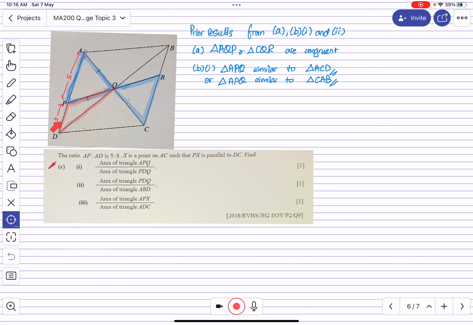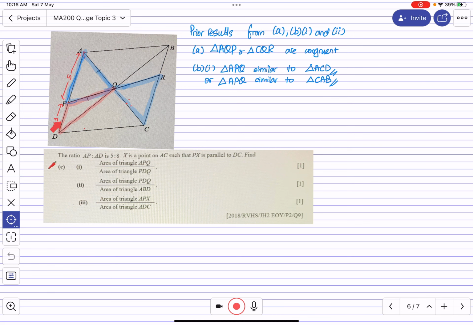Now if you observe this triangle, you can see how these two are actually triangles of the same height. I can use this black dotted line here as the height for APQ as well as the height for PDQ. So this concept is testing you on triangles of the same height, asking you to observe and identify that these two are triangles with the same height.